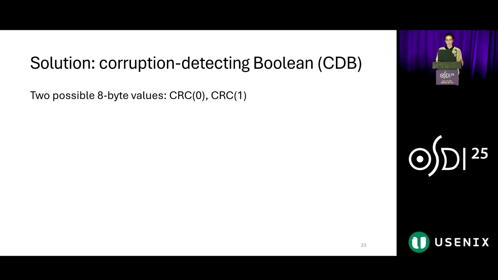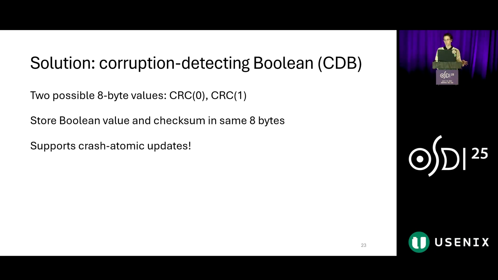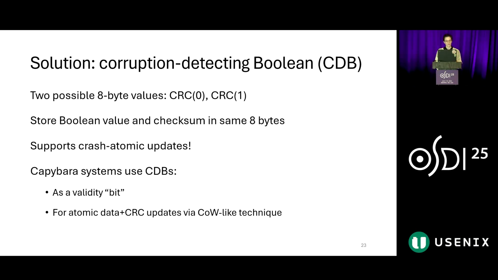It's a Boolean, but rather than being backed by 0 or 1, it's backed by the CRC of these two values. This lets us store a Boolean value and its checksum in the same 8 bytes and update both pieces of information atomically with respect to crashes. And we found this to be a super useful primitive in the systems that we built.